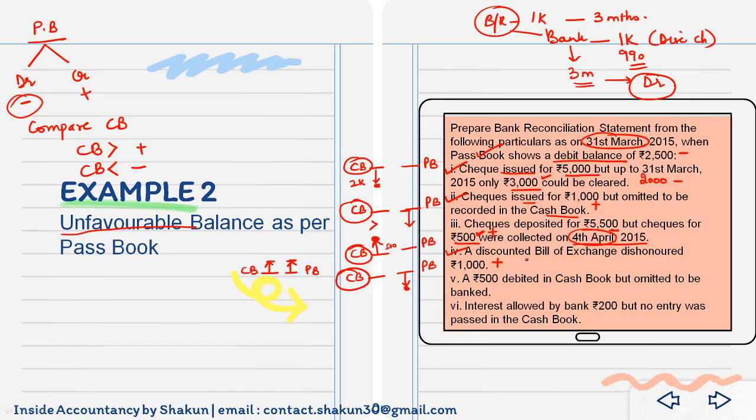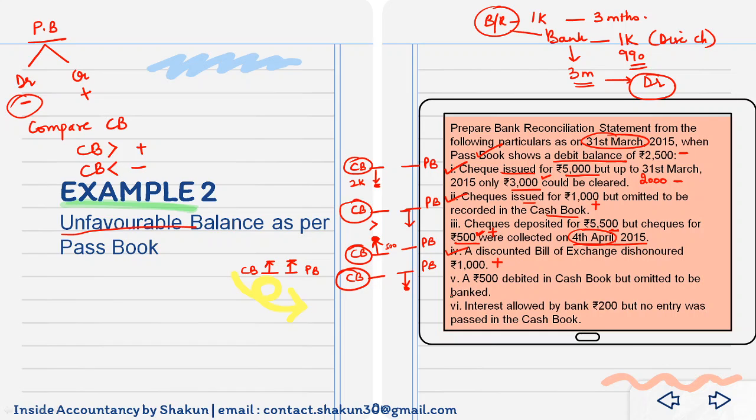I am explaining it again. Since this bill of exchange was discounted with the bank, cash book increased, passbook increased. Both were at the same level. But then our passbook was reduced. Why? Because the check was dishonored. The bank will cut the amount from our account. So that's why, if we look, cash book is greater than the passbook, therefore plus.